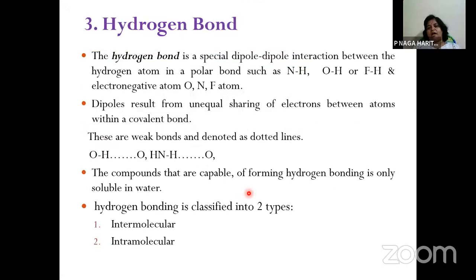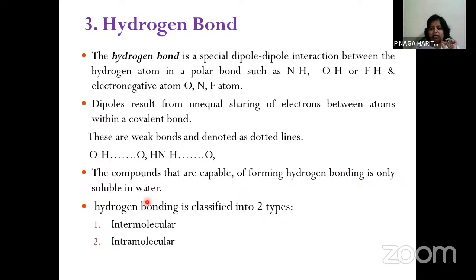And then the next one we have is the hydrogen bond. It is a special dipole-dipole interaction between the hydrogen atom in a polar bond, such as NH, OH, FH, and electronegative atoms like oxygen, nitrogen, and fluorine atoms. These dipoles result from unequal sharing of electrons between the atoms within the covalent bond. And these hydrogen bonds are the weakest bonds, which are denoted by dots. It is not even denoted by a straight line, it is denoted by dots.